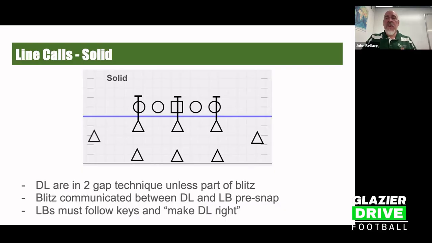If a guy is blitzing, they would still obviously have one gap. So for example, if this side's blitzing, he could go B, he would go C, but everybody else would just stay solid. So those are our line calls. Again, pretty simple.